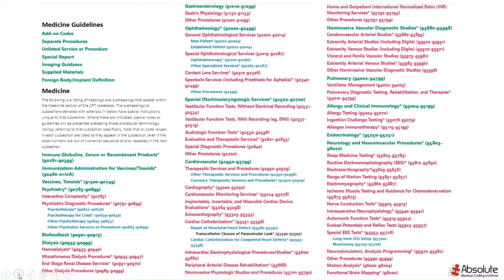So let's have a quick look into what are those CPT codes or the chapters which are included in the medicine section. We have immune globulin serum or recombinant products, immunization administration for vaccines or toxoids, vaccines, toxoid, psychiatry. We have biofeedback. You can see the dialysis, gastroenterology, ophthalmology. We have special otorhinolaryngologic services. We have cardiovascular services which has been performed. That is also included in the medicine chapter.